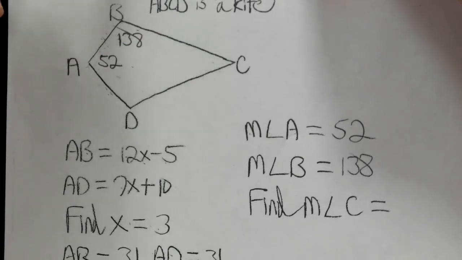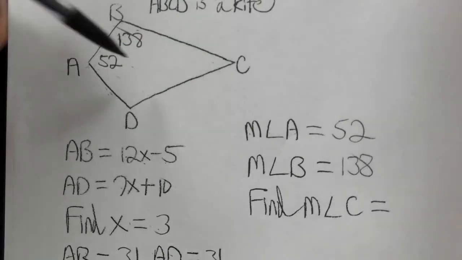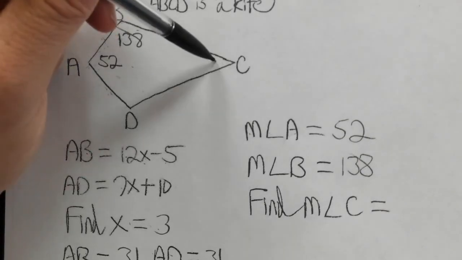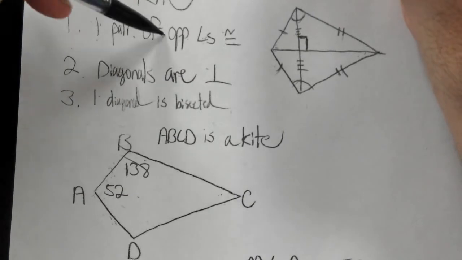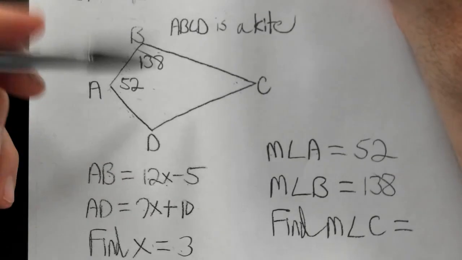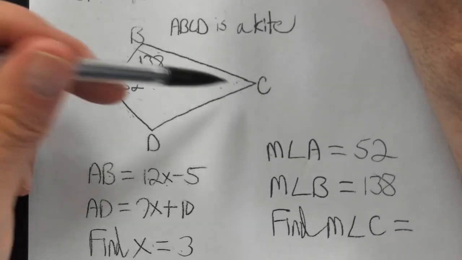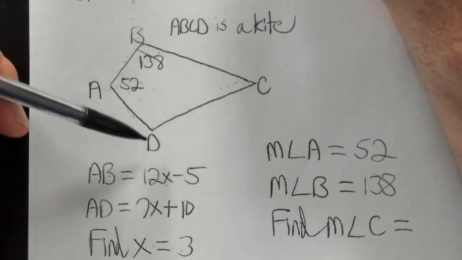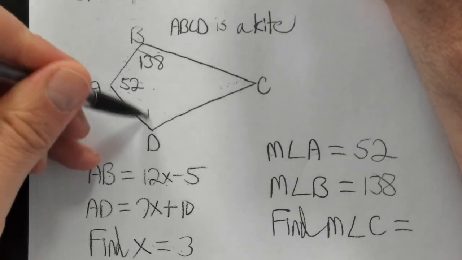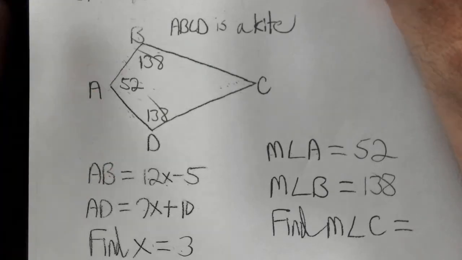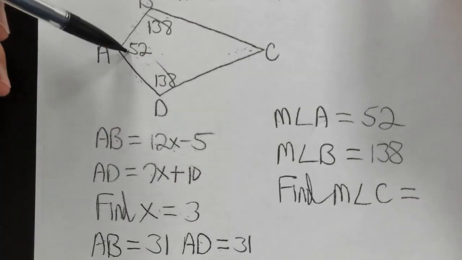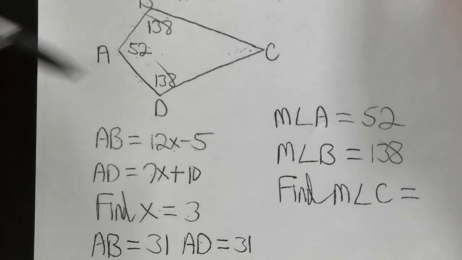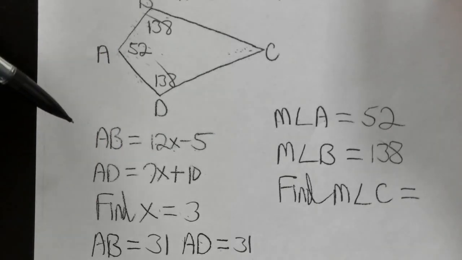All right. Now, at first you might be tempted to say, oh, angle C is 52. But that's not correct, okay, because it only has one pair of opposite angles congruent, and that's not the pair. The opposite pair of angles that are congruent are B and D. So if this is 138, this one's 138. All right? So you can tell that this angle is smaller than this angle. So they are not congruent. So keep that in mind.